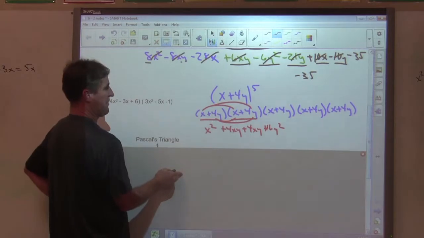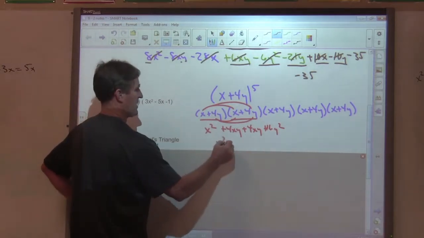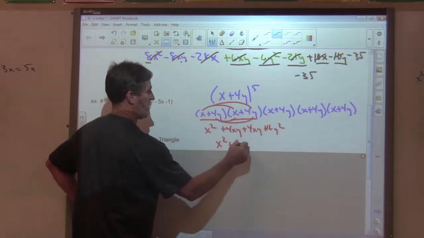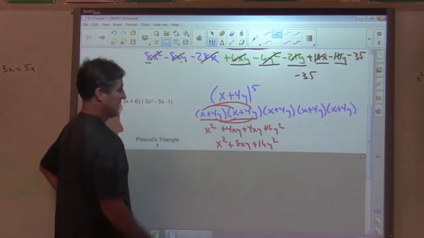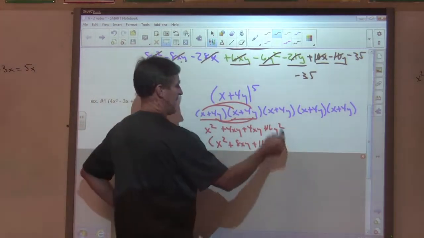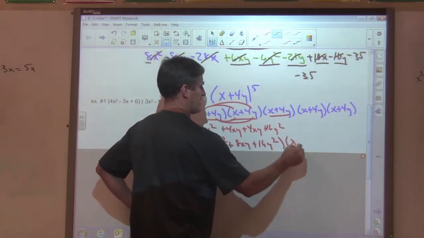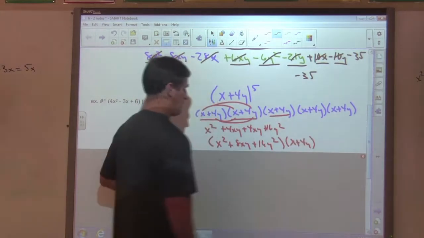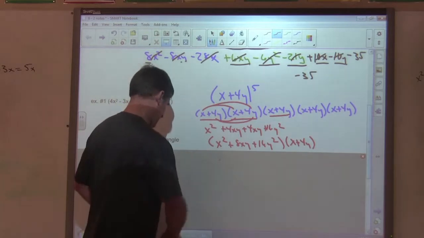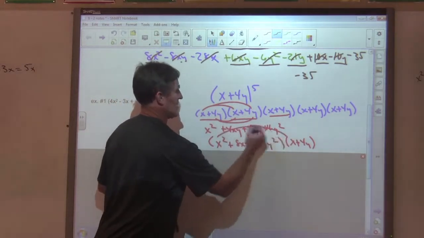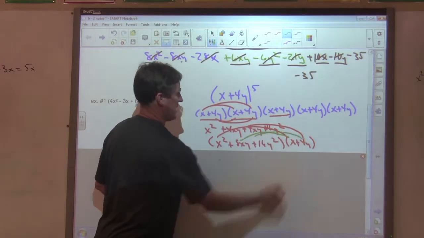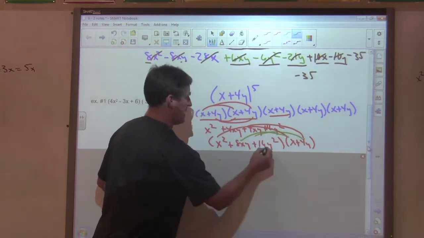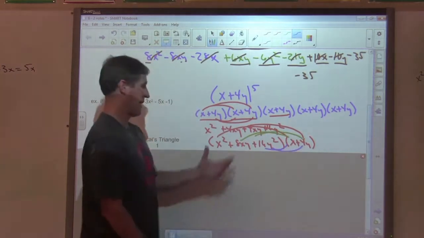And then if I simplify that, I would have x squared plus 8xy plus 16y squared. Then I would have to take that and multiply it by the next x plus 4y. So again, what I'd have to do is take x squared times all that, then 8xy times that, and then 16y squared times that.